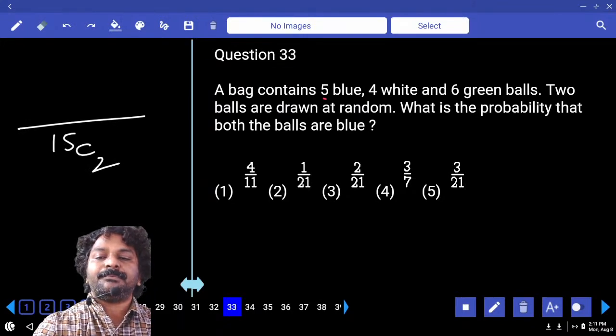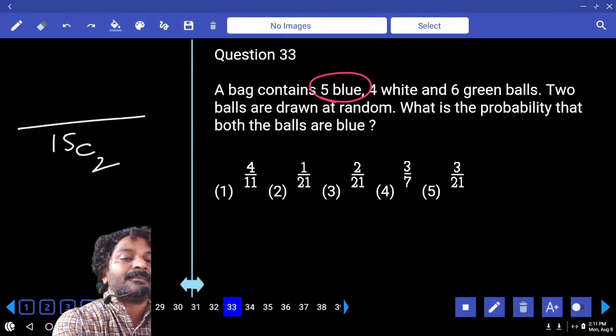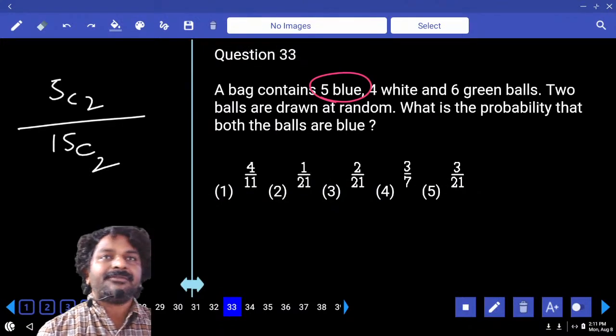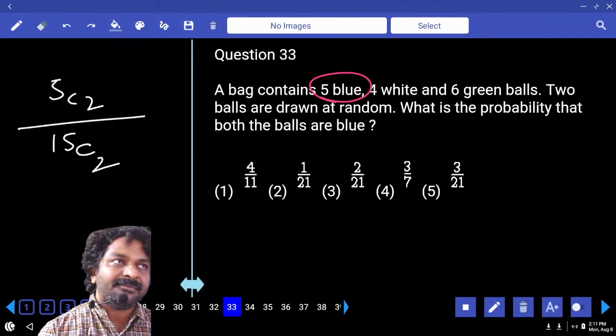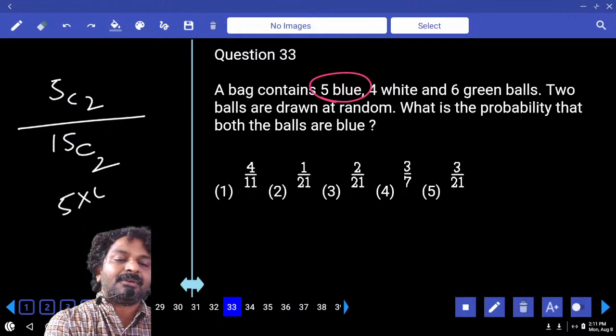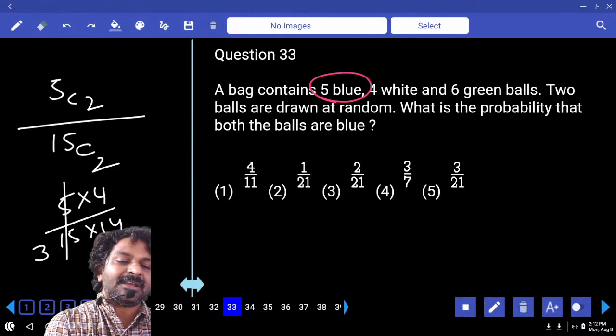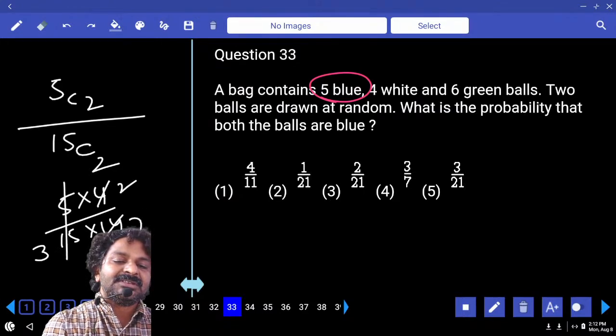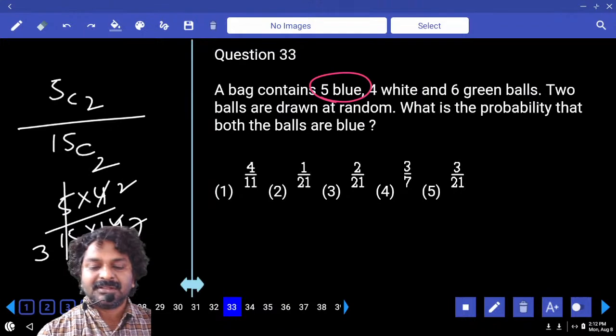And both must be blue. How many blue are there? So blue, out of 5 we need to pick 2. That can be done in 5C2 ways. So 5 into 4 by 15 into 14. 5 goes into 15 three times. 2 times, 7 times. 2 by 21. Third option.